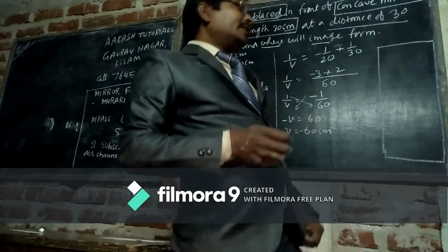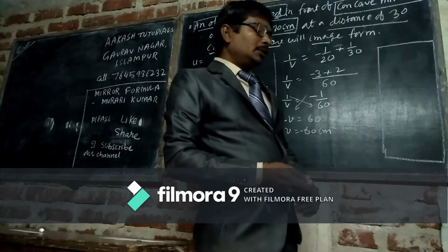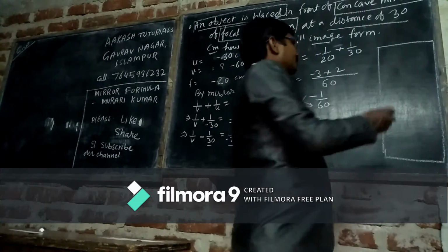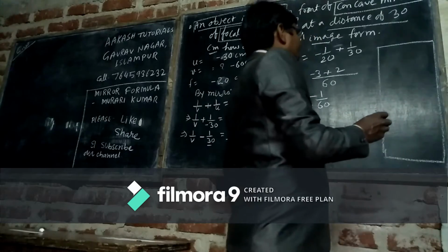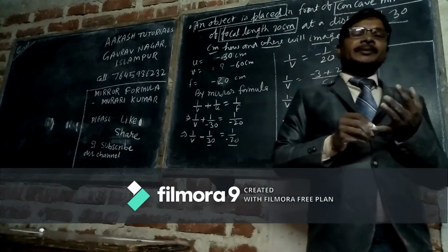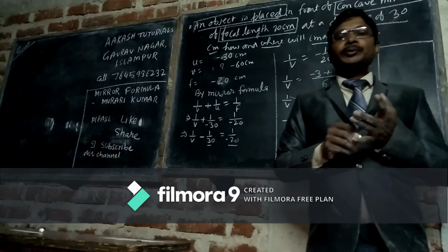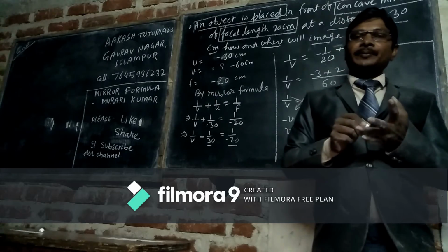So we will check whether the answer is correct or incorrect by keeping in mind what I have said. Have in mind that if the object is at infinity, the image will form at the principal focus. As the object moves towards the mirror, the image will move away from the mirror.